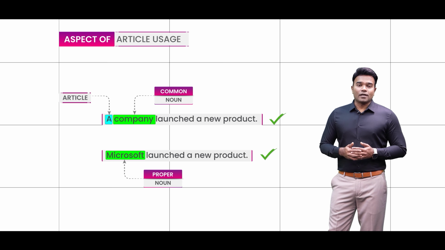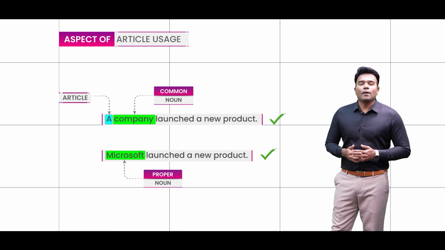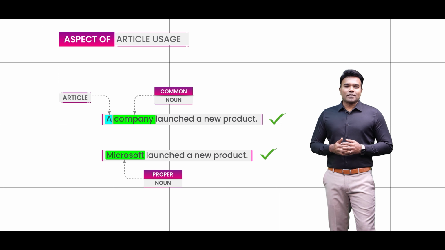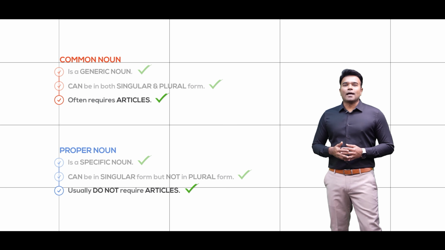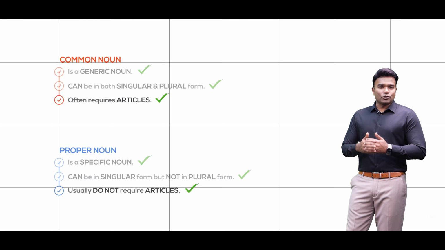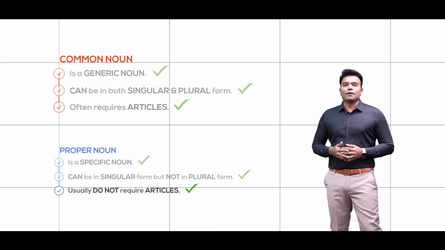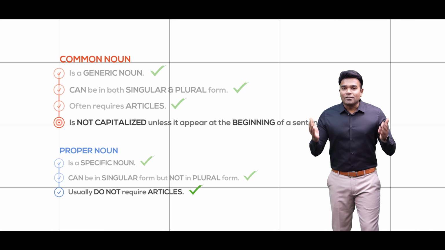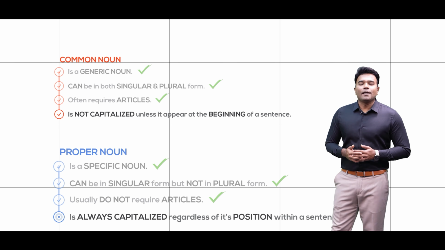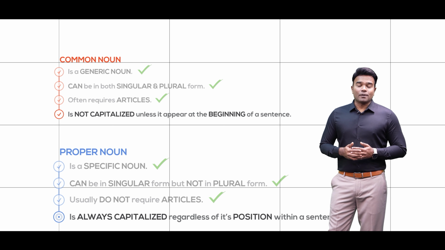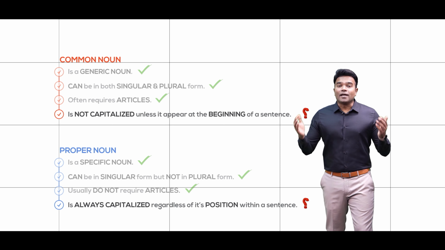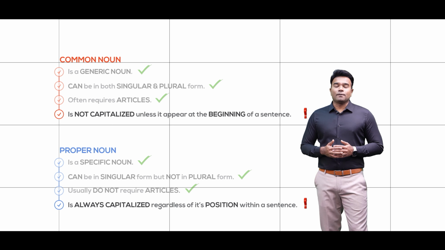So I am sure that now you understand that common nouns often require articles, but then proper nouns do not require articles. But all said and done, all of these definitely happen to be the various attributes associated with respect to the common noun and proper noun. But then you should also know that the common nouns are not capitalized unless they appear at the beginning of a sentence, but then a proper noun always happens to be capitalized regardless of their position in the sentence. Now, what does this mean? Anyway, let me clarify this through a few examples.